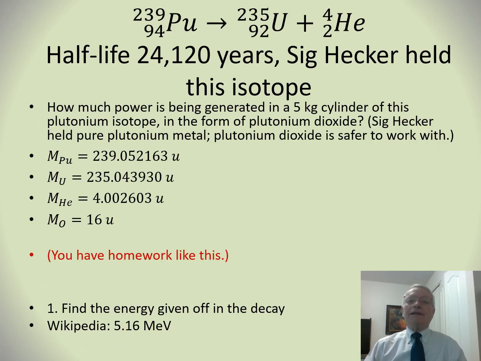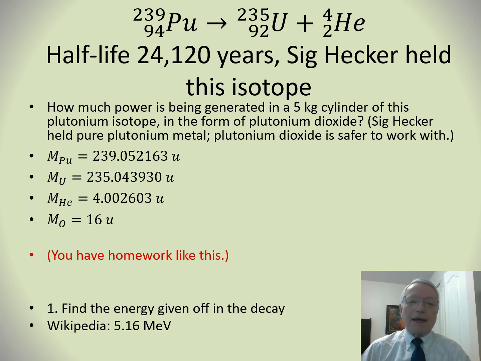Okay, let's look in detail at this plutonium-239 that Sig Hecker held in his hand. We're going to calculate how much power was being generated in that 5 kilogram baseball. You have a homework problem like this. That's why I'm doing it. Just to put all of the variables in that you might encounter, I'm going to have it be plutonium dioxide instead of pure plutonium metal, just so that you see what happens when you have to mix two different kinds of elements together.